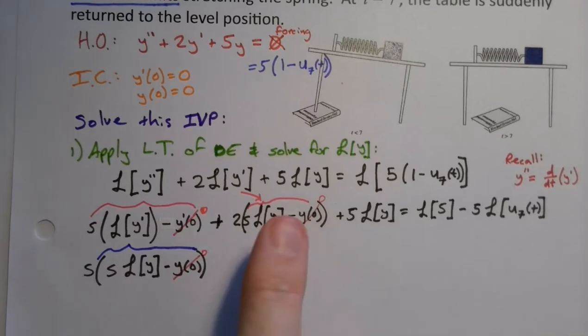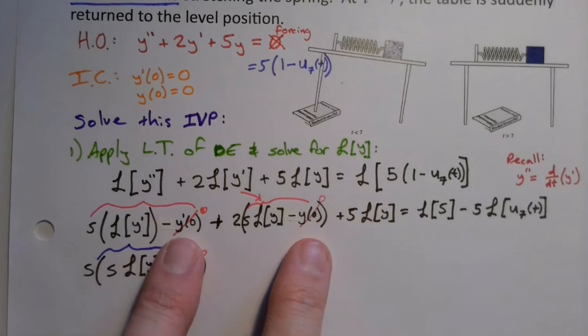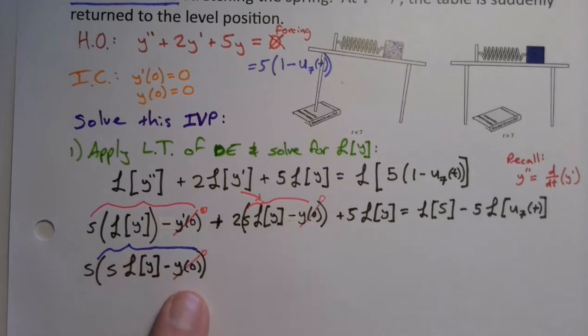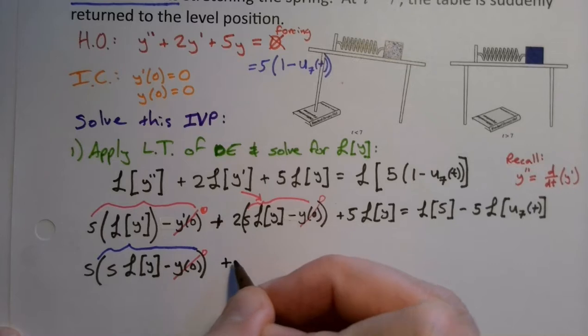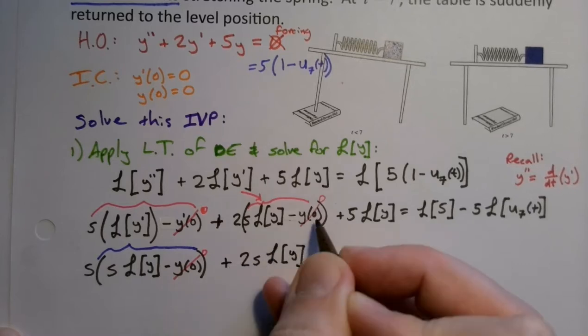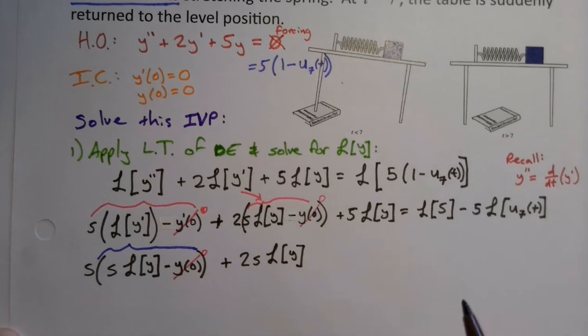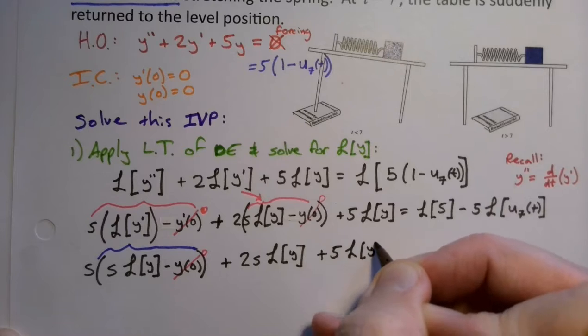Now, in a problem where the initial conditions are not both equal to 0, it's possible you could have a term here, and then another additional term here that winds up getting multiplied by s. So you got to keep up with the bookkeeping here. So this becomes plus 2s times the Laplace transform of y. This guy is 0, so it goes away. Plus 5 times the Laplace transform of y.